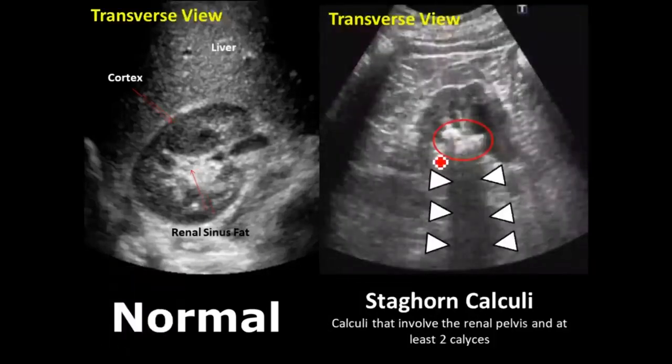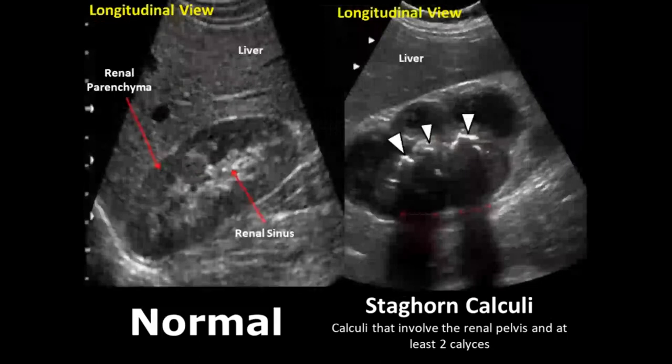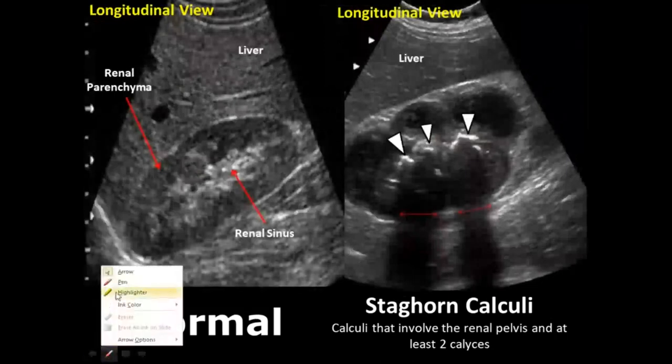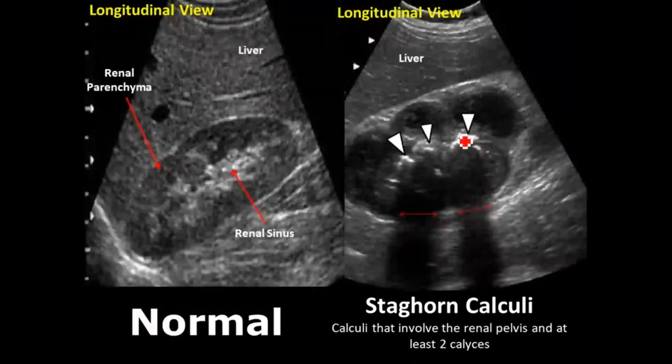Staghorn calculi are large calculi which involve the renal pelvis and at least two calyces of the kidney. This has heavier shadowing, but this is just a transverse view, so we cannot appreciate it as well as the one in the longitudinal view. We can see multiple stones, which is involving a much larger region as compared to the solitary stone we saw earlier, and we can see one acoustic shadowing here, and another one acoustic shadowing here behind the stone.